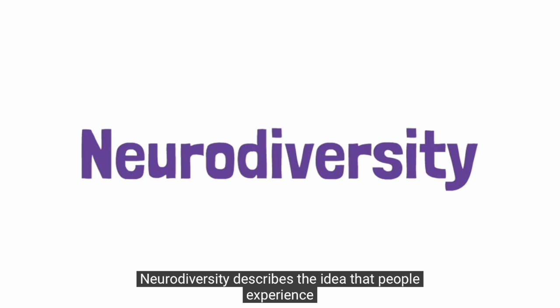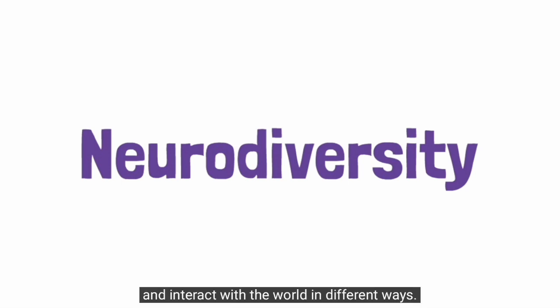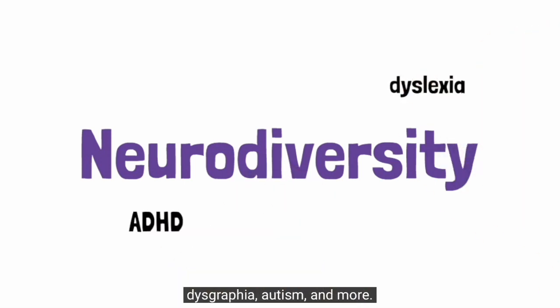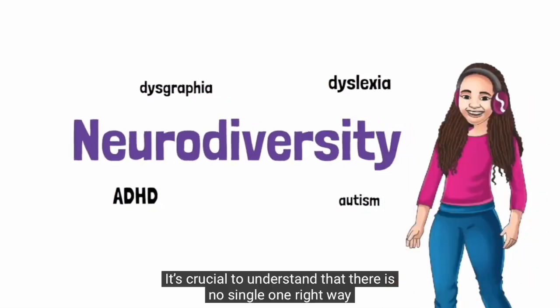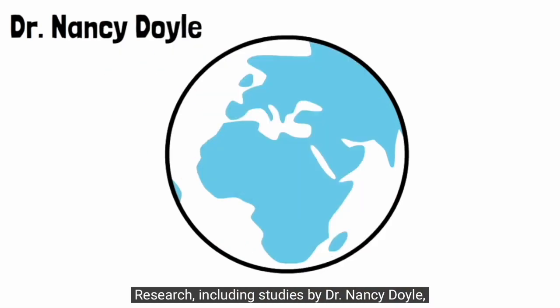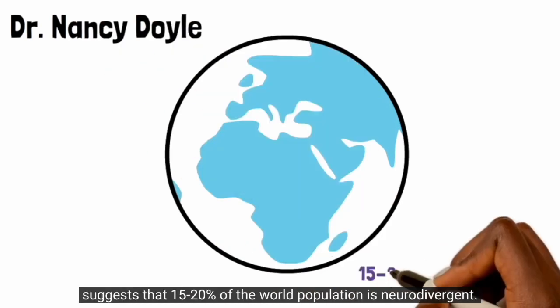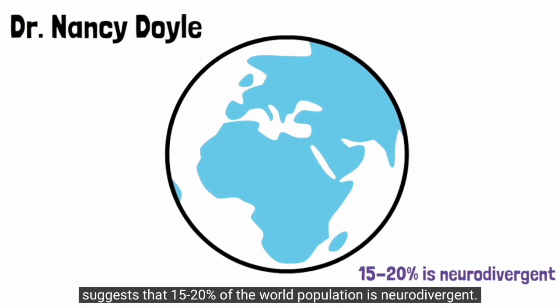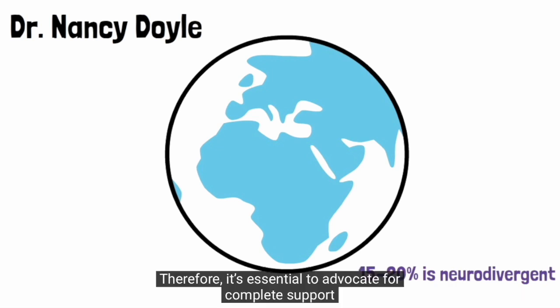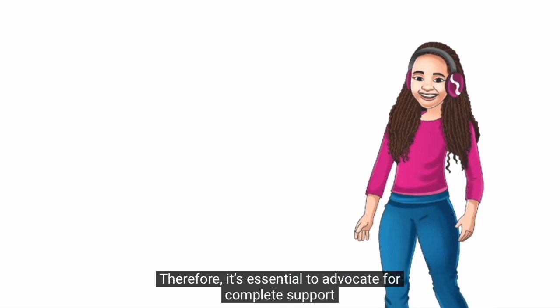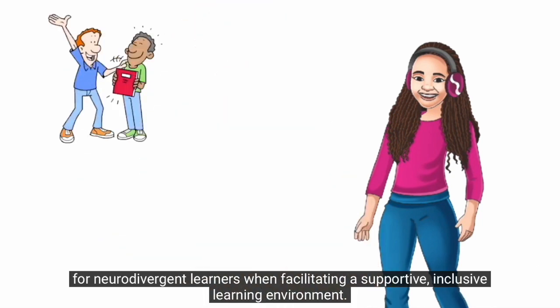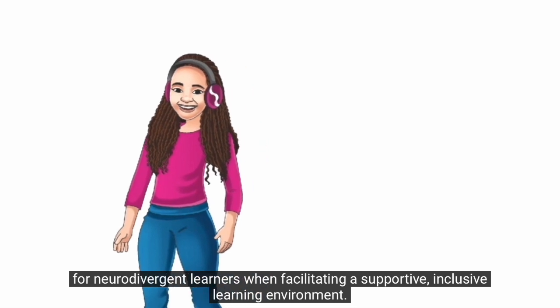Neurodiversity describes the idea that people experience and interact with the world in different ways. Neurodivergence includes ADHD, dyslexia, dysgraphia, autism, and more. It's crucial to understand that there is no single one right way to think, learn, and behave. Research, including studies by Dr. Nancy Doyle, an organizational psychologist, suggests that 15 to 20% of the world population is neurodivergent. Therefore, it's essential to advocate for complete support for neurodivergent learners when facilitating a supportive, inclusive learning environment.